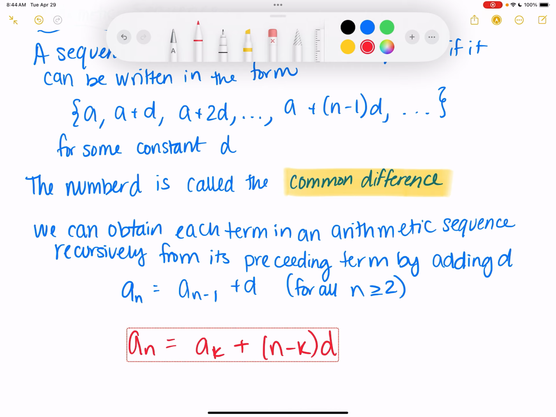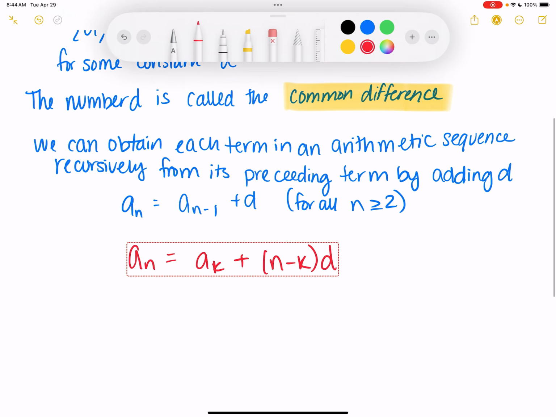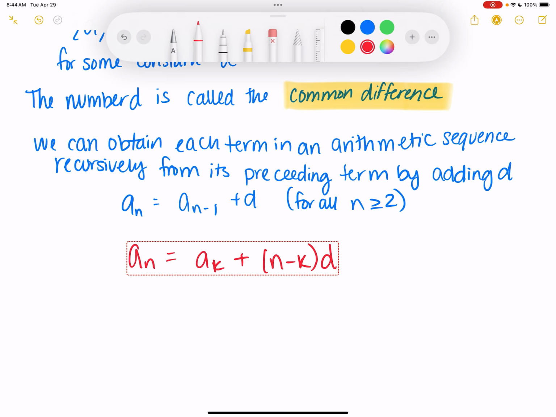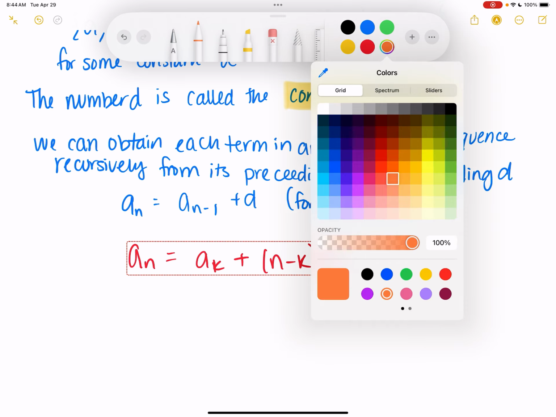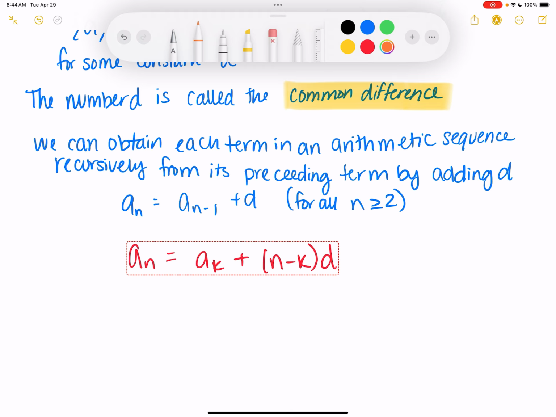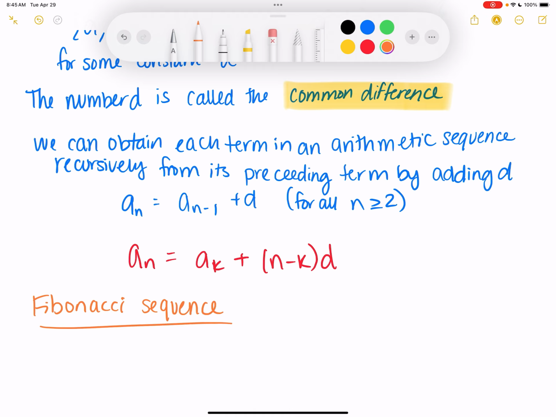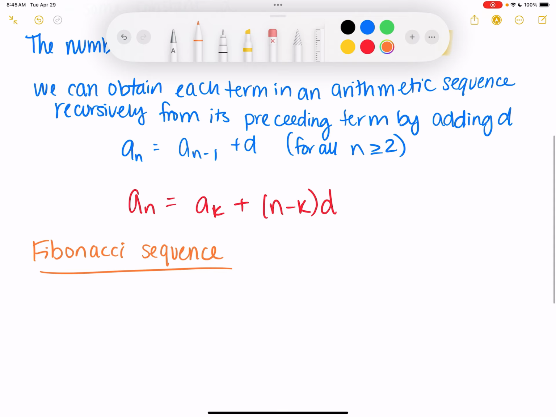So, have you ever heard of the Fibonacci sequence? Okay. It doesn't look like our book directly talks about it. It's not something you have to know, but it's kind of a cool thing to know. The Fibonacci sequence is found a little bit differently, but it can be defined recursively.